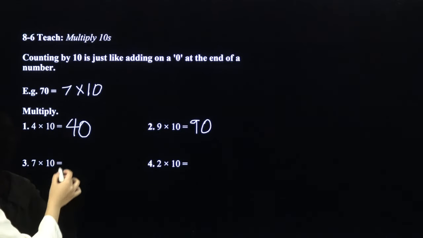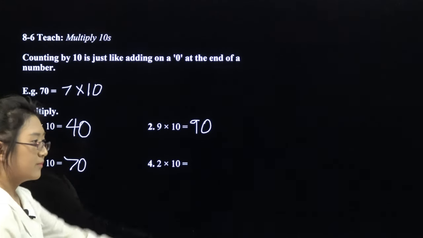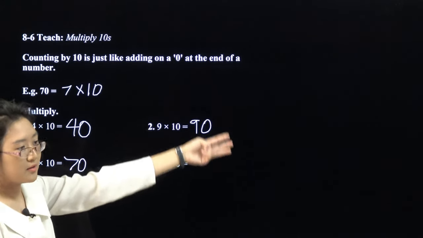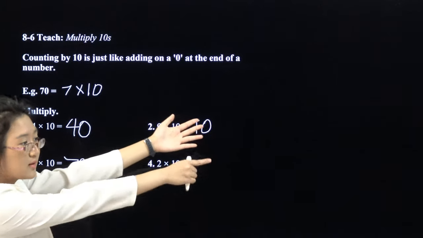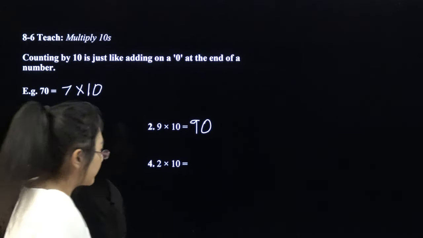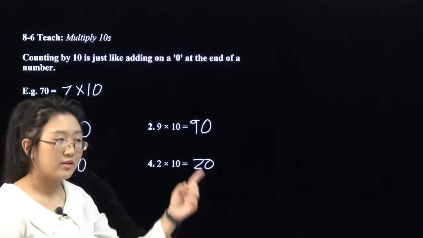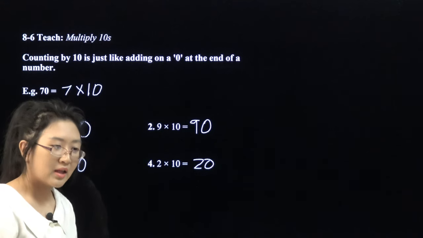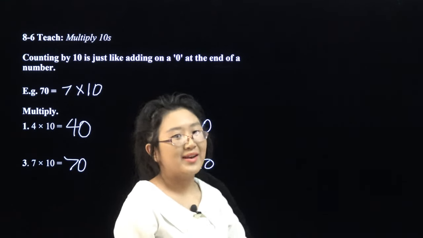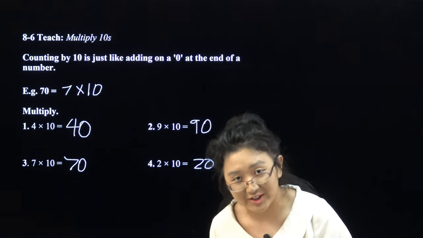7 times 10? Well, 7 times 10 is 70. 10, 20, 30, 40, 50, 60, 70. And 2 times 10, you add a 0 at the end of the 2, and you get 20. Is it correct? 10, 20. Yes. Okay, so now we are going to do some division.